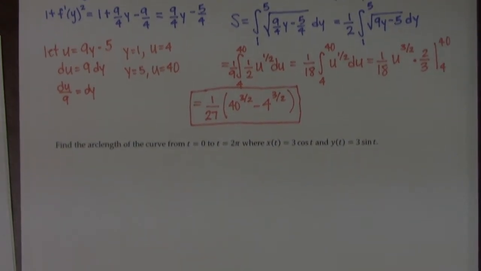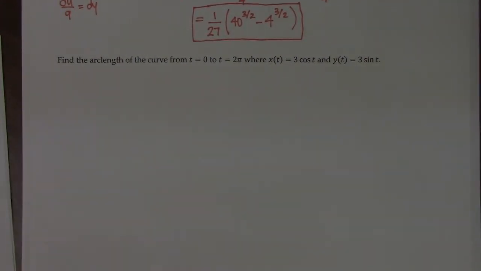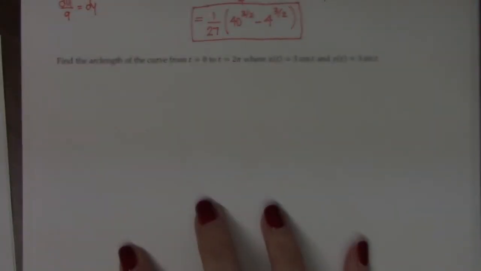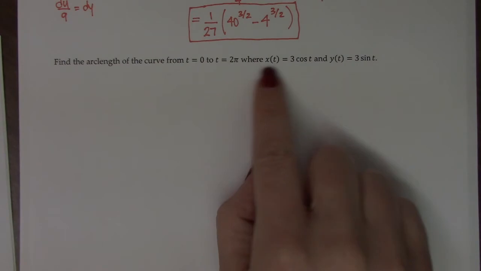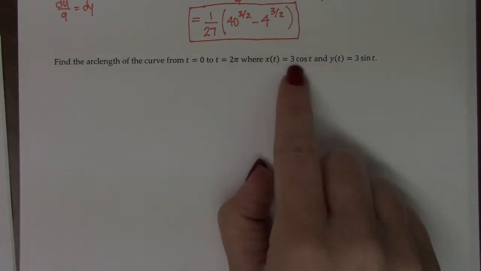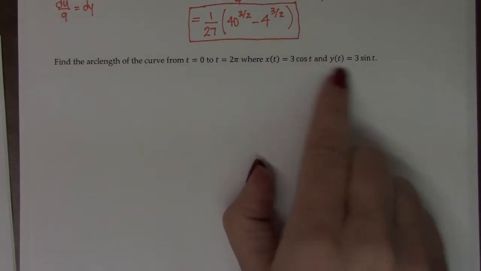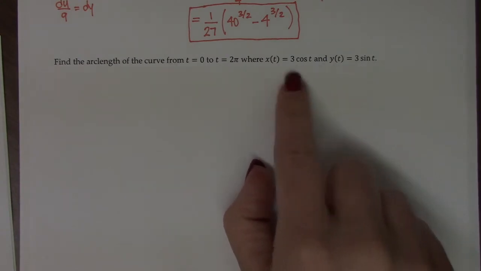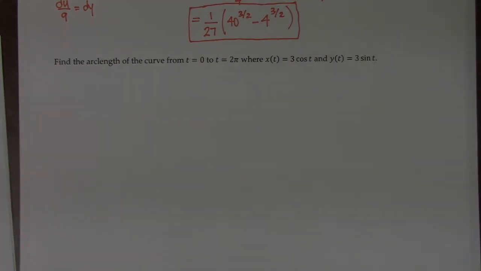Alright, so let's look at the third type. We've looked at things in functions of x, we looked at things in functions of y, but how do you deal with something if it's parameterized? And so what we mean by that is x and y are separately defined in terms of a third variable. So this third variable is t. So that means we're going to have to integrate everything with respect to t.